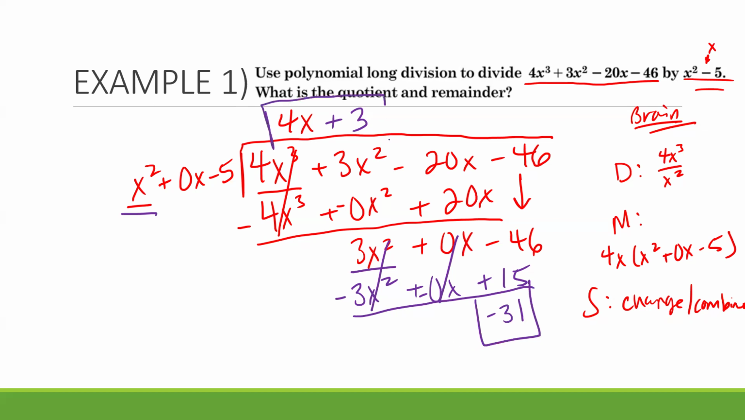It's just asking you to keep it separate because it says what's your quotient? Well, here's my quotient, and this is my what? Remainder. You multiply that quotient piece times your divisor.